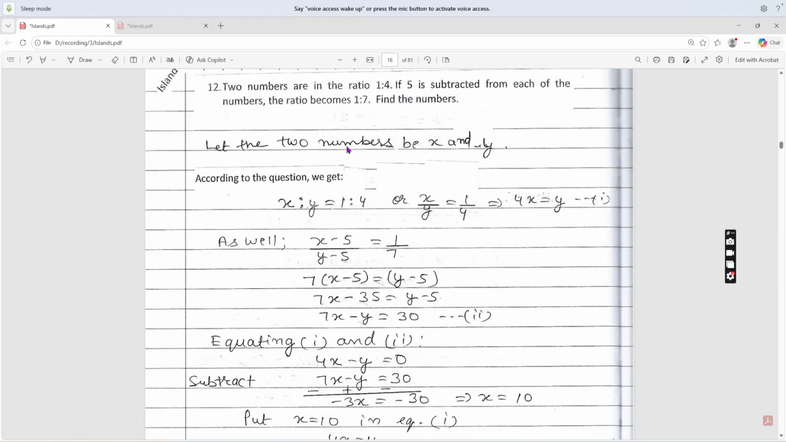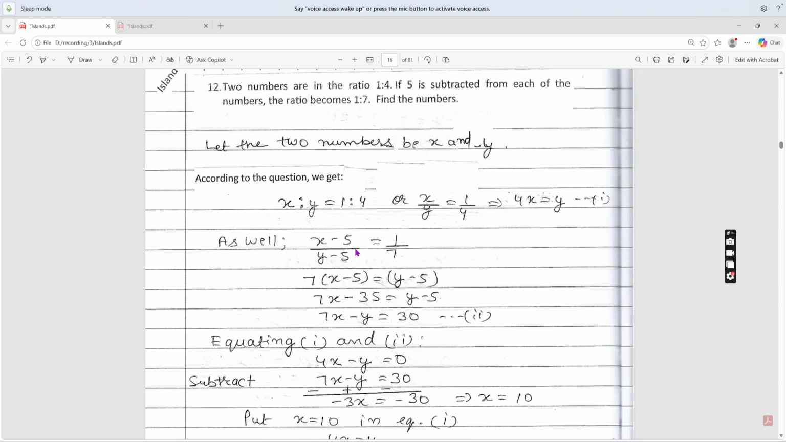Let the first number be x, let the other number be y. So as per the question, it is given x is to y is equal to 1:4, or x upon y is equal to 1 upon 4. And the first condition is this: x upon y is equal to 1 upon 4. This we can cross multiply. 4x is equal to y, or we can say 4x minus y is equal to 0. This is the first equation.